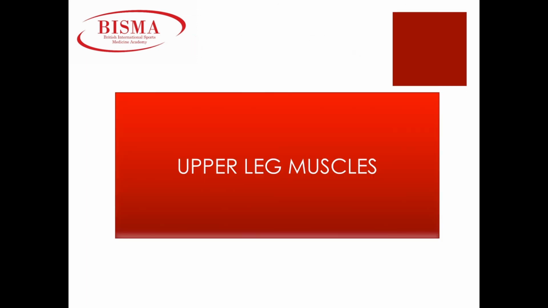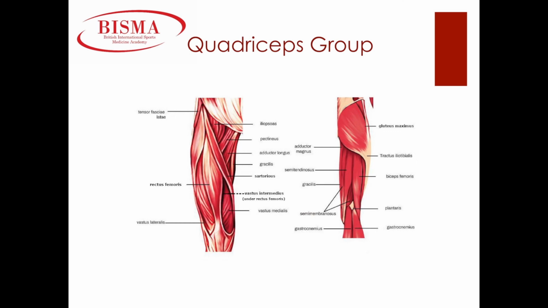Upper leg muscles. We have 4 muscles within our quadricep group: the rectus femoris, the vastus medialis, the vastus intermedius, which is under or below our rectus femoris, as well as our vastus lateralis. The rectus femoris originates on the iliac spine and the top of the acetabulum. The vastus medialis, intermedius, and lateralis originate on our femur. All of our quadricep muscles insert on the front of the tibia via our patella tendon.